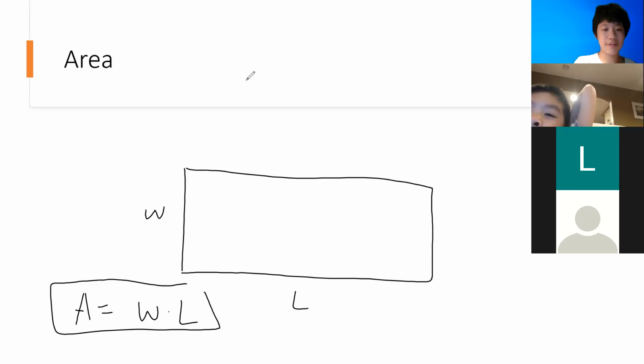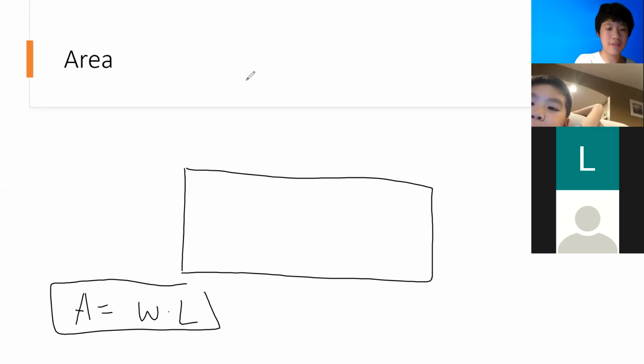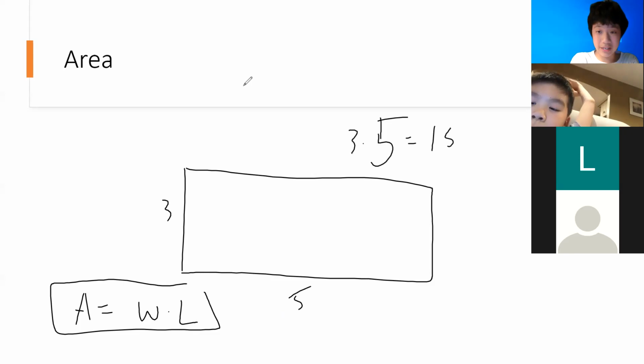So for example, if I had a width of 3 and a length of 5, then the area would be 3 times 5, 15 units squared. So why would I use units squared? Why wouldn't it be just units, right?